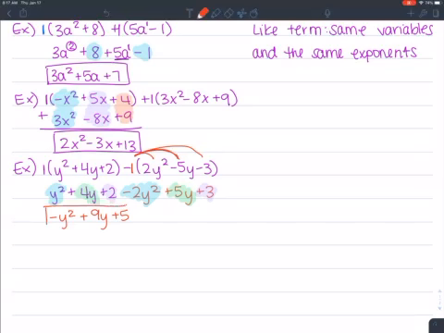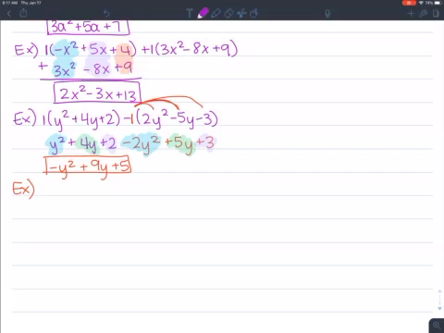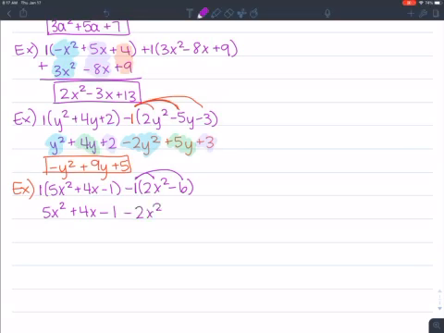So let's do one more example. I'm going to change my color back to purple. All right, so we have 5x squared plus 4x minus 1, and I'm subtracting 2x squared minus 6. So again, if I distribute this positive 1, the first parentheses does not change. If I distribute this negative 1, negative 1 times 2x squared is negative 2x squared. Negative 1 times negative 6 is now positive 6.